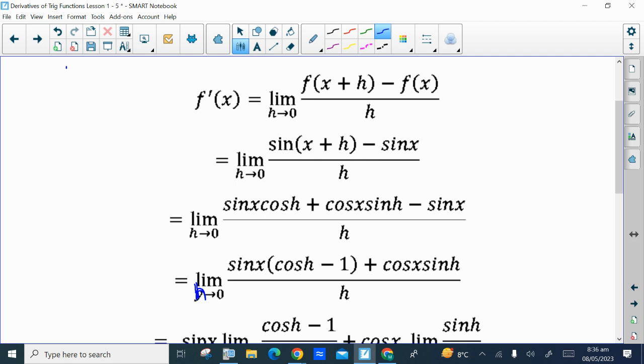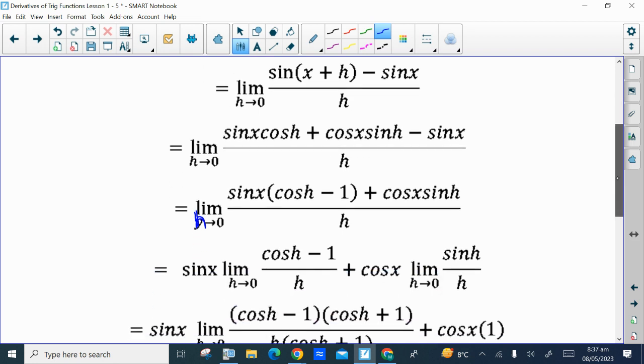So you're going to let, instead of f of x, you're going to have sine x, because f of x equals sine x is what we're starting with. So that gives us this next statement. Okay? Now, because you have sine of x plus h, you can use the sum identity for sine: sine A cos B plus cos A sine B. So that's what this next line shows us. We're using the sum identity for sine.